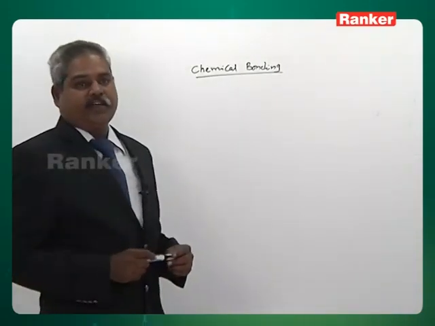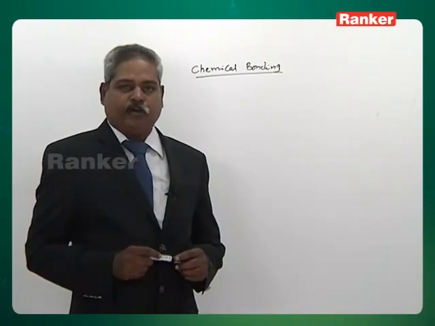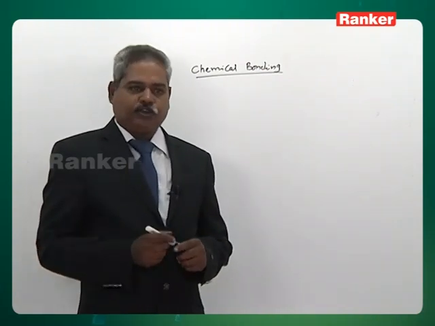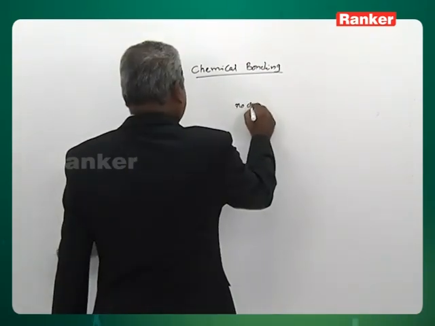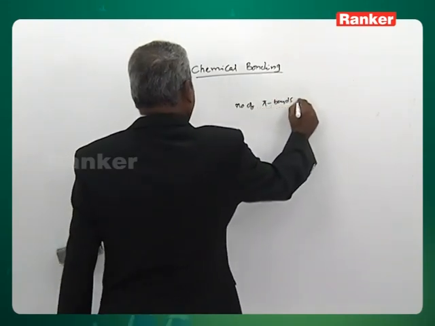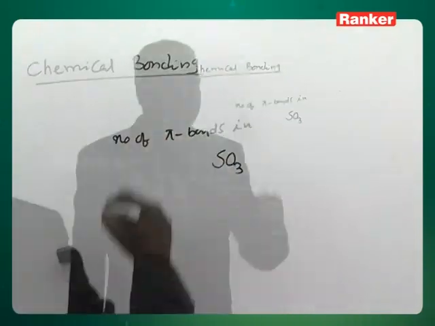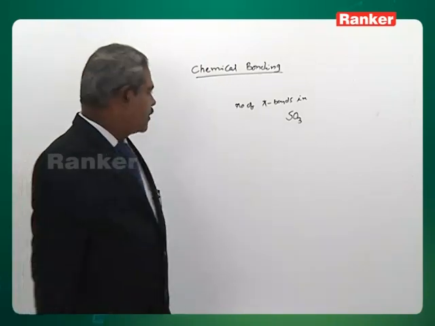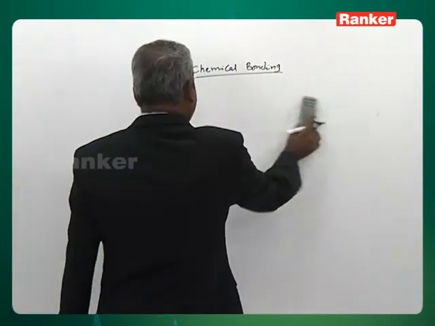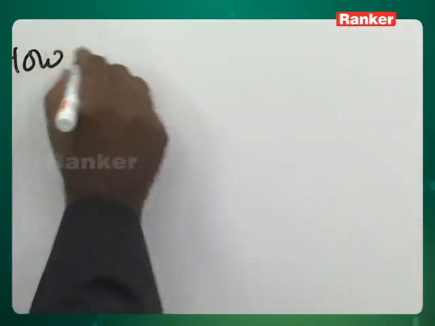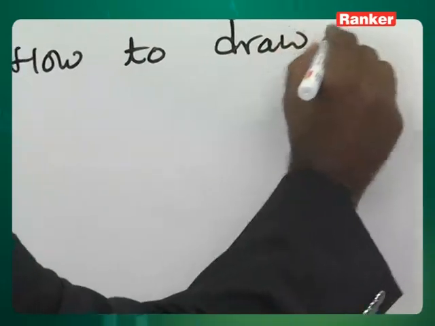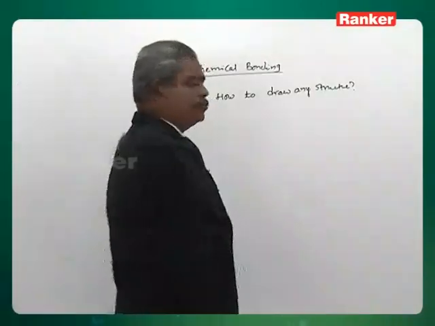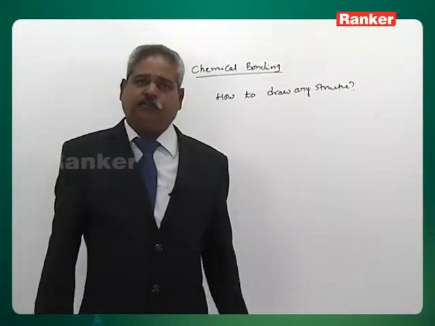And what are the important things from the examination point of view, especially in competitive exams? We will be facing some questions like this: number of pi bonds in SO3. How can you find? For which you need to know the structure. And for that purpose, first things first, let us learn how to draw any structure. At least this covers most of the structures.